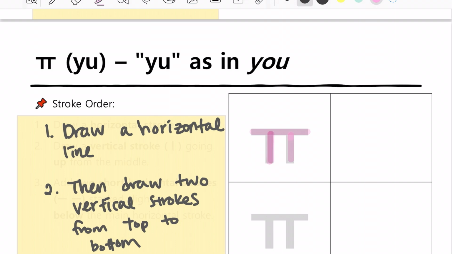And I'm also going to write down the numbers, but you always have to remember that it's always from the left to right. So horizontal line, number 1. The second, number 2, which is a left side vertical stroke. And finally, there's the right side vertical stroke.